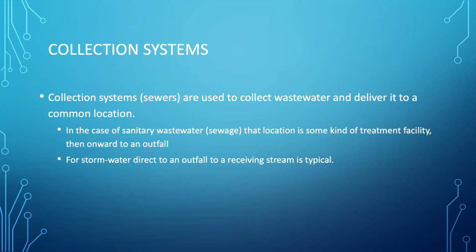In the case of sanitary sewage, that location is usually some kind of treatment facility, and then it leaves the treatment facility and makes its merry way to an outfall to return to the environment, thereby completing the circuit of the mighty water cycle. In stormwater, directly proceeding to an outfall is typical, and passing through a treatment facility for stormwater is uncommon. Not unheard of, but uncommon.